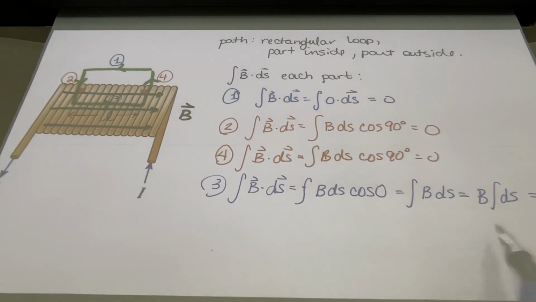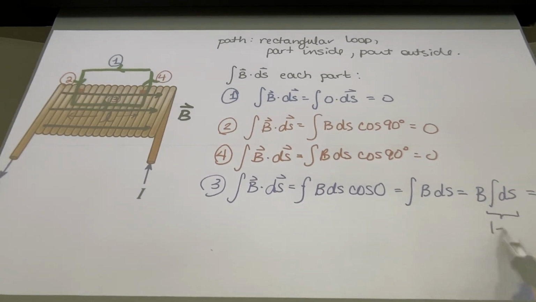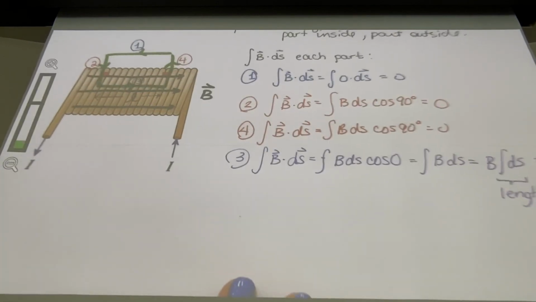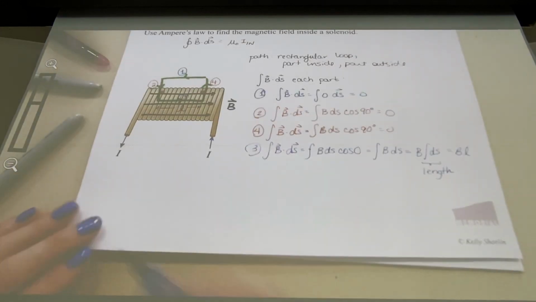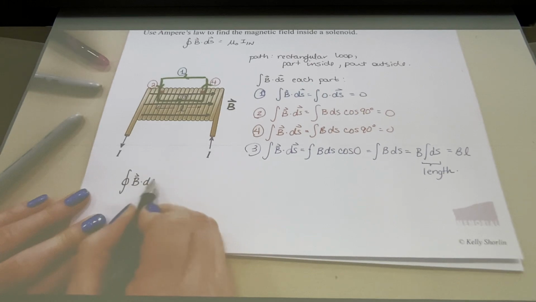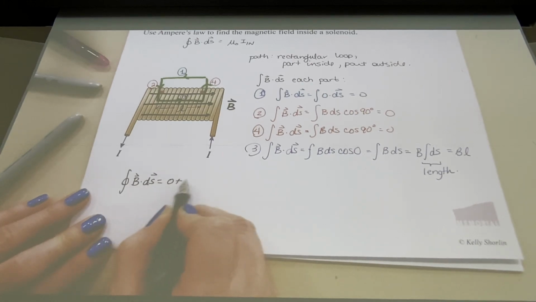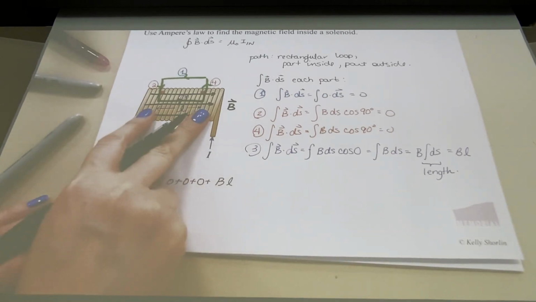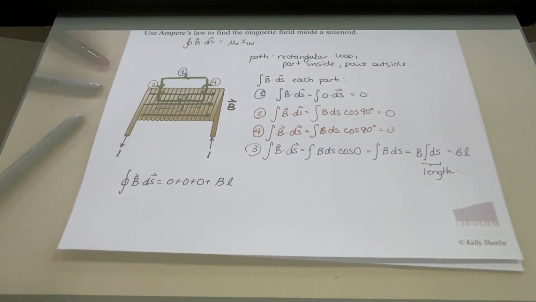So the integral of ds would be the length. Everybody good with that bit? Now we'll add up the four to give us the total integral of B dot ds. So the net integral around that closed path, B dot ds, is 0 plus 0 plus 0 plus B times L, whatever the length of that path was that we chose.